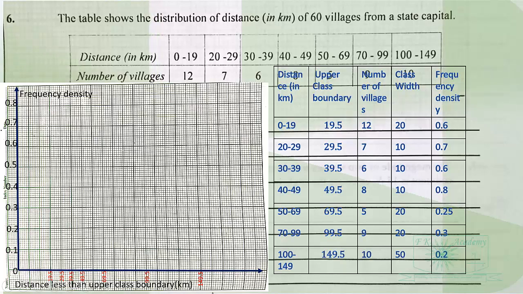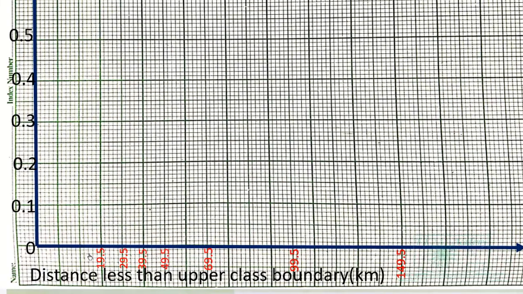On the horizontal axis, we are choosing a scale of 2 centimeters to 20 units. That's what we have chosen. Then on the vertical axis, we are choosing 2 centimeters to 0.1 unit.